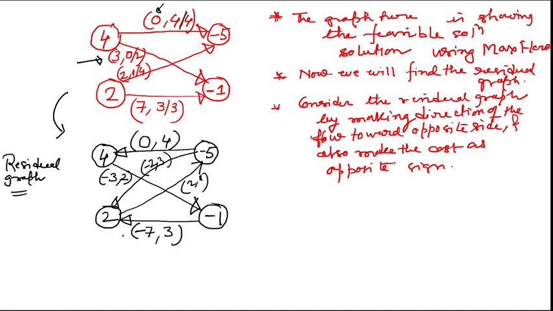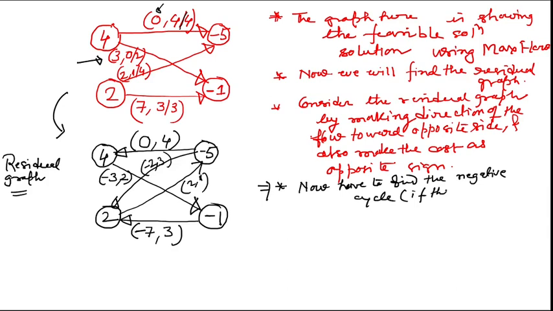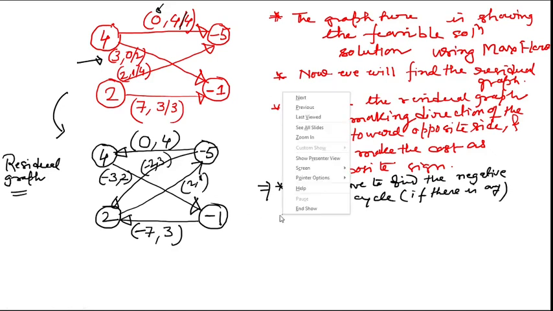So this is the scenario, let's say. Okay, now this is the diagram. Now you have to find the negative cycle if there exists one. If there is any. So let me make a color change here, negative cycle.